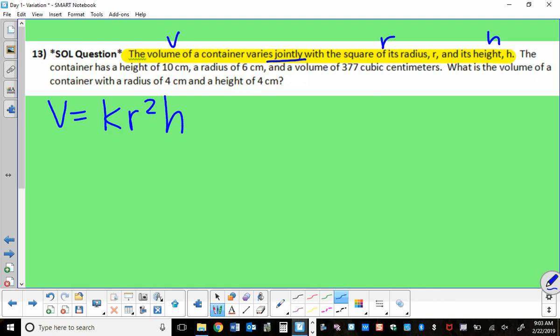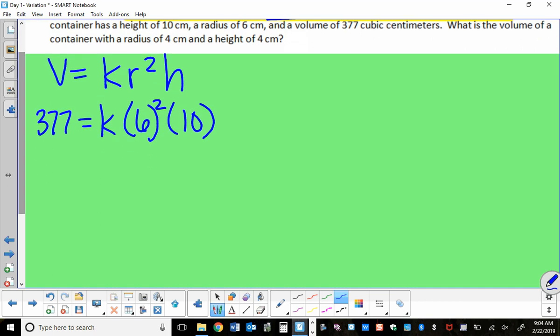All right, the container has a height of 10 centimeters, so that 10 goes in my h spot. A radius of 6 centimeters, so that would go here. And a volume of 377. In your calculators, type in, what is 6 squared times 10? What do you guys get? 360. So we have k times 360, okay? So we're solving for k right now. We'll get back to the rest of the equation soon.